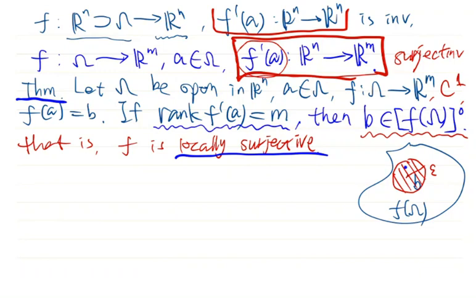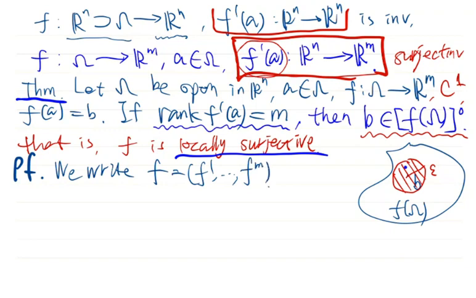F is a map into Rm. Therefore, the map F has m coordinates, m components. So we write F to be F1, ..., Fm. F1, ..., Fm are the components of our map F. Then, the condition that the rank of the Jacobian matrix, or the rank of the derivative, is m.